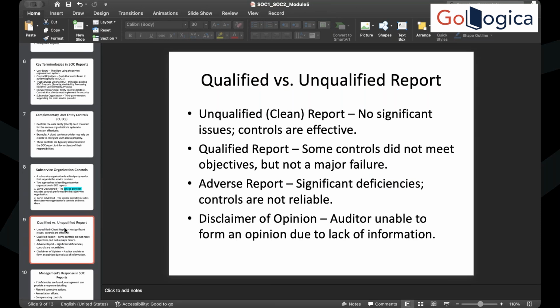And for the adverse report, where the controls are not reliable, are there any consequences for that? For adverse reports, where the controls are significantly unreliable, no one is going to trust your product. An adverse report is pretty bad. A qualified one is better than adverse.